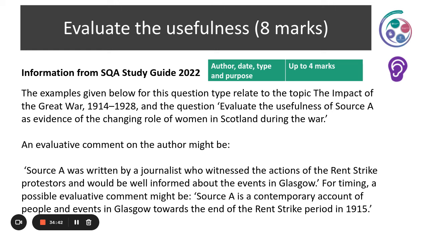So an evaluative comment on the author might be, source A was written by a journalist who witnessed the actions of the rent strike protesters and would be well informed about the events in Glasgow. For timing, a positive comment might be, Source A is a contemporary account of people and events in Glasgow towards the end of the rent strike period in 1915. So you can see that it's clearly linking to the question, that it's really straightforward.